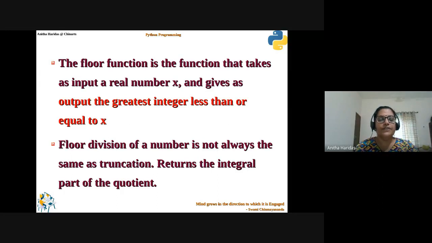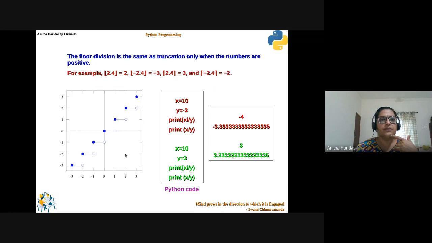So floor division of a number is not always the same as truncation. It returns the integral part of the quotient, right? So this is the definition that you have to understand. Let us see how the floor function works, right? So this is how the floor function works. Please observe carefully. The floor division is the same as truncation only for positive values, but for negative values, it is going to be different.